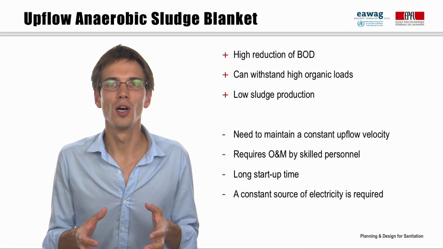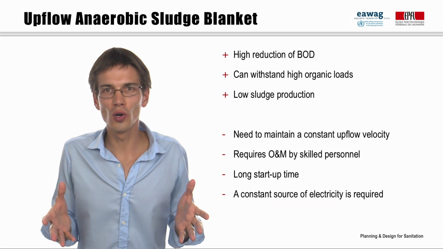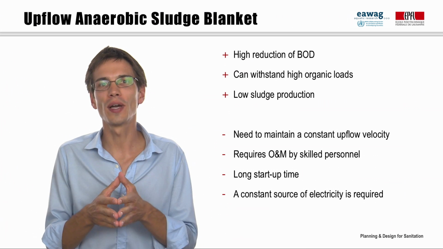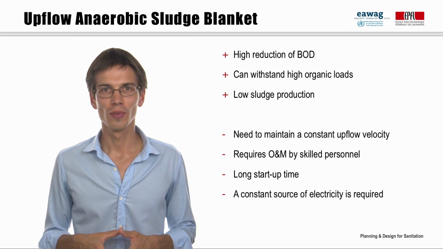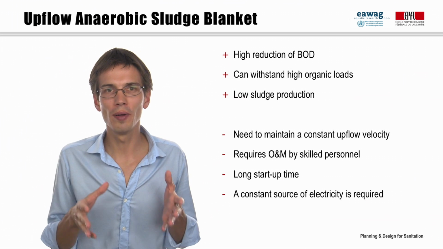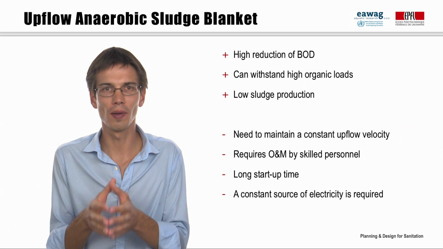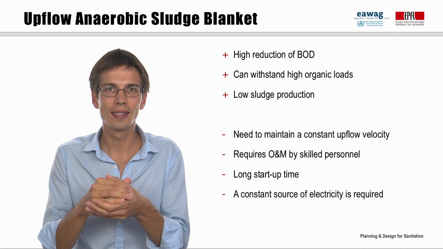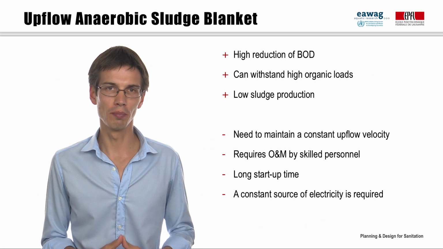The UASB allows a high reduction of BOD, can withstand high organic loads, and leads to a low sludge production. It requires high-strength wastewater and so is often used for industrial wastewater. However, for it to run properly, it needs skilled operators and a constant wastewater supply and electricity. Developing the granulate sludge may take several months, so expert follow-up during the startup period is very important.